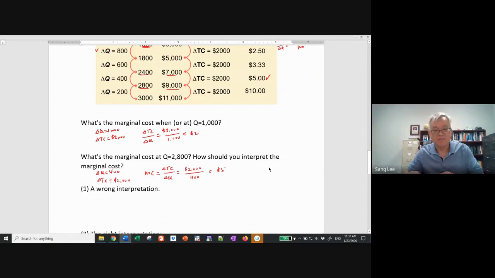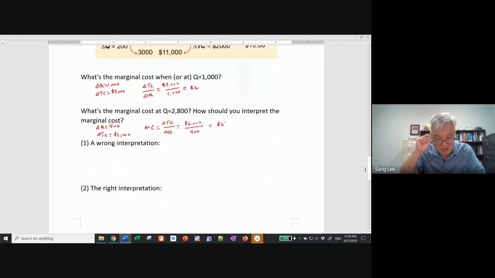Now the next question is very important. How should you interpret the marginal cost? Well, now we know how to calculate the marginal cost, but what's the meaning of that? For example, when you produce 1,000 units, marginal cost is $2. What does that mean? Or when you produce 2,800 units, marginal cost is $5. What does that mean? We're going to use a specific example here to have a correct understanding of the marginal cost concept.